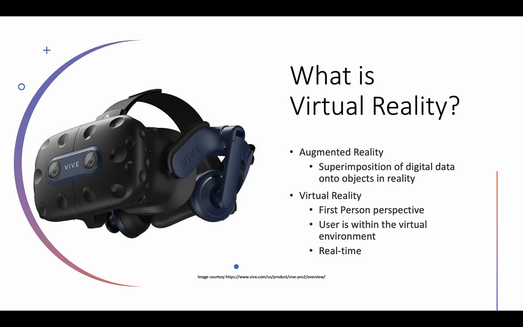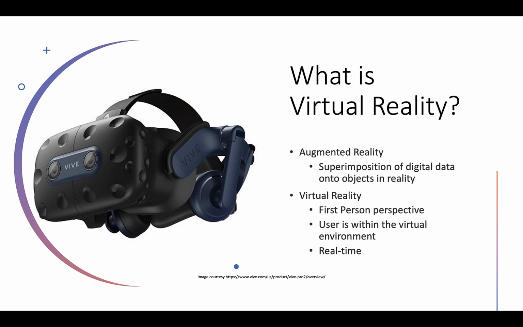There are some standard definitions for these different technologies along the extended reality spectrum. In augmented reality, it does describe the superimposition of digital data onto objects in reality. Meaning, if I look at a wall, I can put a web page on that wall. If I look at a sign, it can read that sign for me and navigate to something indicated on that sign. Virtual reality describes, in general, a first-person perspective within a virtual environment.